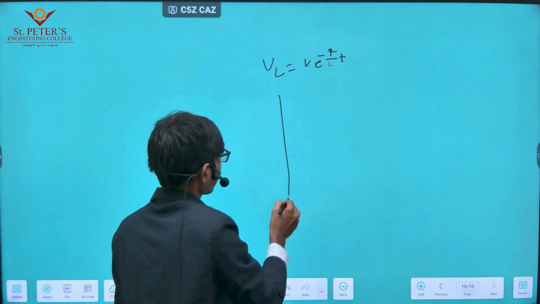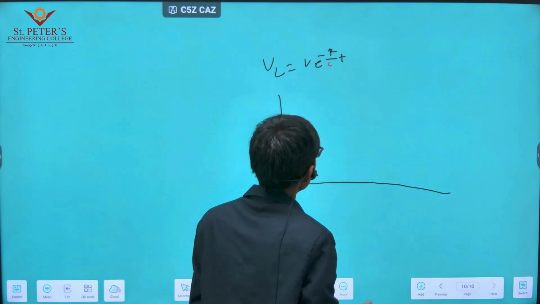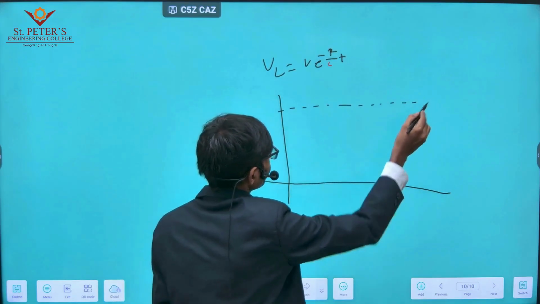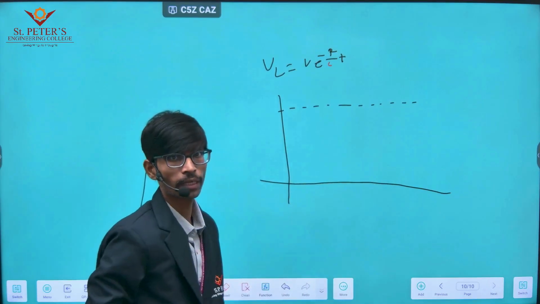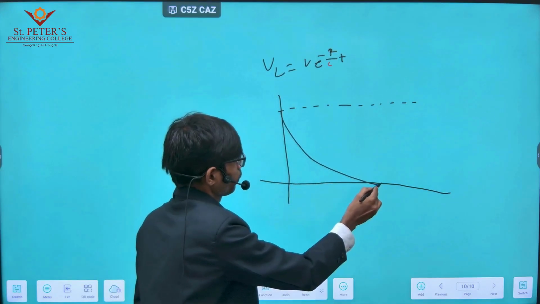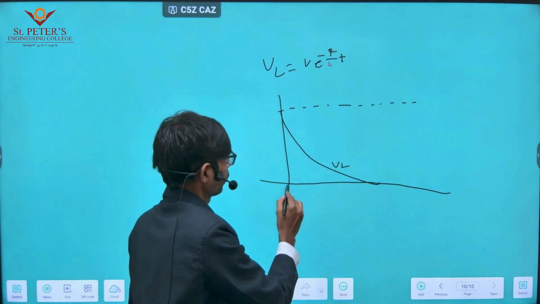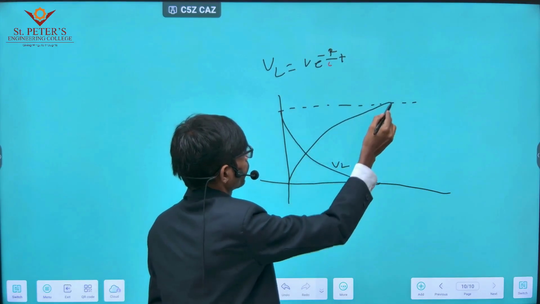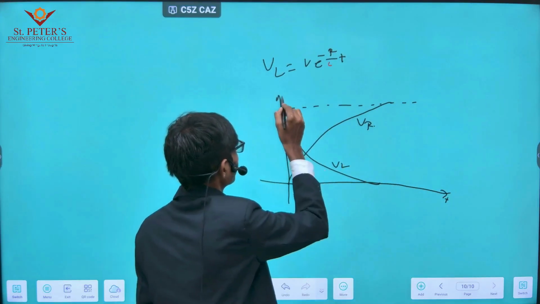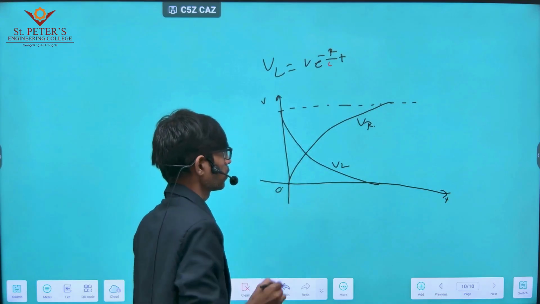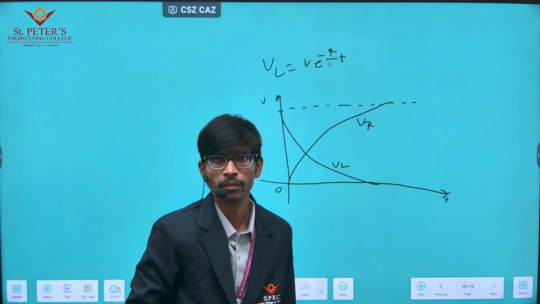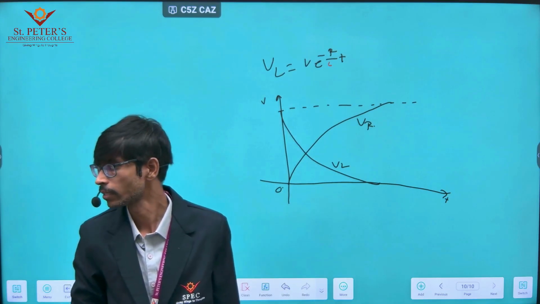If we draw a graph of the relation between inductive voltage and resistive voltage, considering the reference line, the inductor voltage will come like this, VL, and the voltage across the resistor will come like this, VR. This is time, this is voltage, and this is R at 0. Finally, these are the transient responses of the RL series circuit.